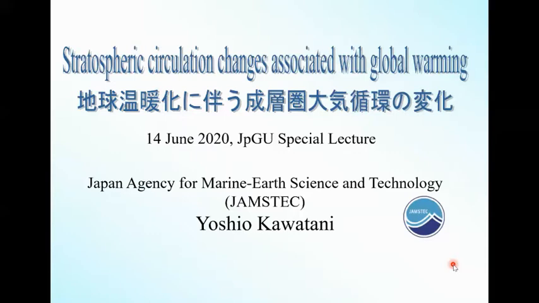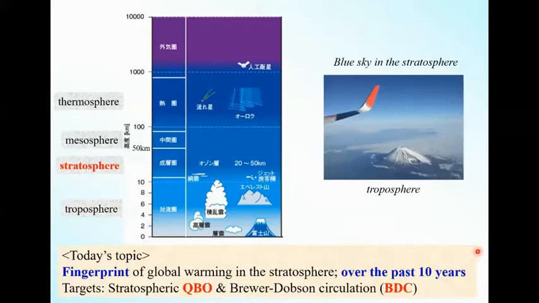Today, my talk is on stratospheric circulation changes associated with global warming. Here is the atmosphere. Huixin-san's talk is around here, but my talk is in the stratosphere. The lowest part is the troposphere. We are living in the troposphere, but above the troposphere there is the stratosphere, at an altitude of about 12 kilometers to 50 kilometers. My talk today is related to this stratosphere.